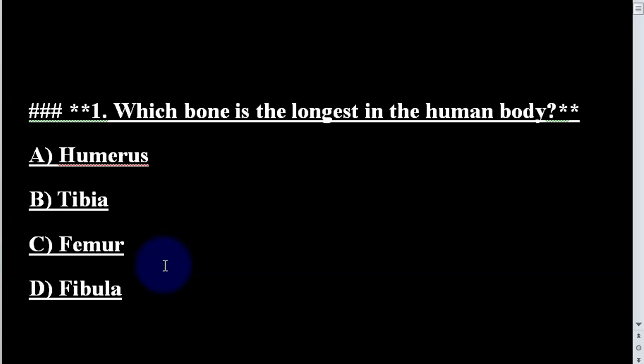Which bone is the longest in the human body? We have A, humerus, B, tibia, C, femur, and D, the fibula. The correct answer here is C, the femur. The femur is the longest bone of the body. It extends from the hip to the knee, and it has some major functions, like number 1, carrying the weight of the body, and number 2, locomotion.